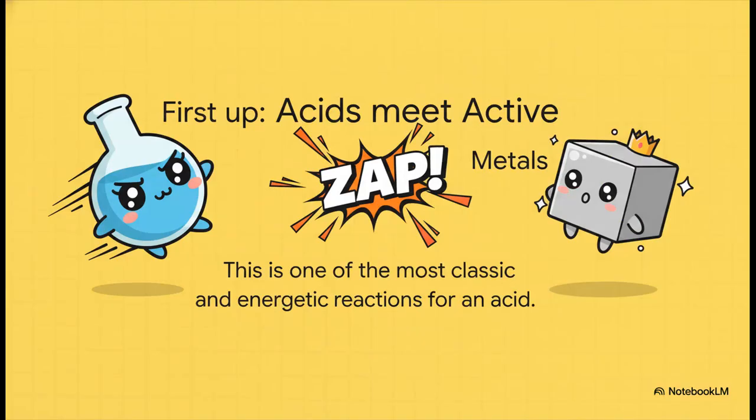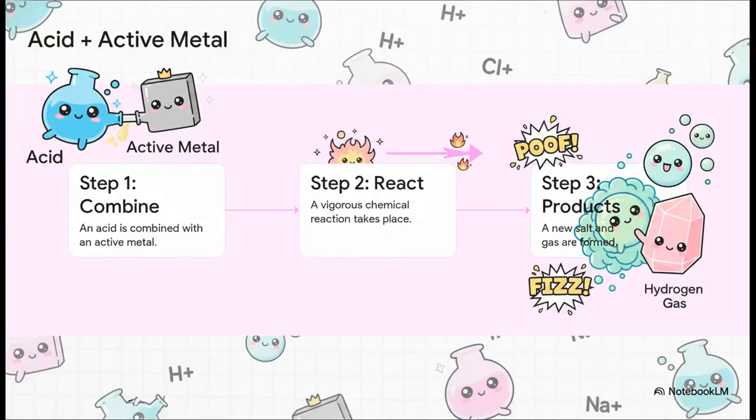Okay, this one is a classic. It's one of their most energetic reactions. See, when an acid meets a really reactive partner, like an active metal, think zinc or magnesium, it doesn't just sit there. Oh no, it gets right to work. This whole interaction follows a super predictable three-step dance. The acid starts dissolving the metal, things get pretty vigorous, and in the end, you're left with two totally new substances, a salt and those telltale bubbles of hydrogen gas.